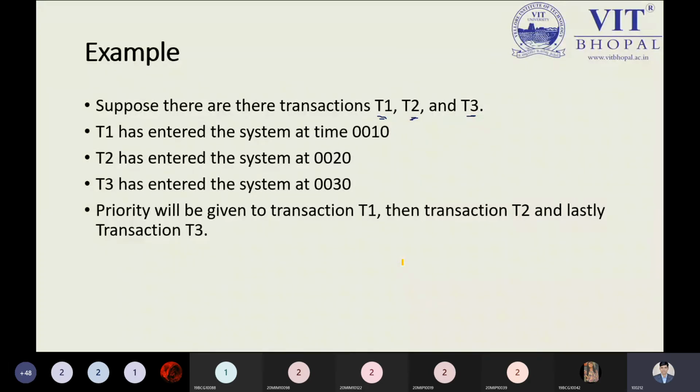From this perspective, we have another protocol, the timestamp ordering protocol. This timestamp ordering protocol, or TO protocol, is applicable inside our timestamp based protocol.